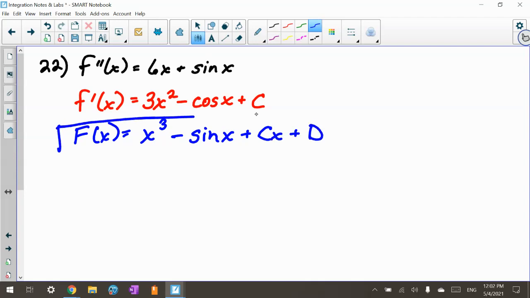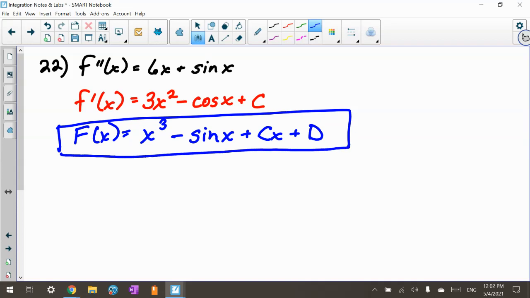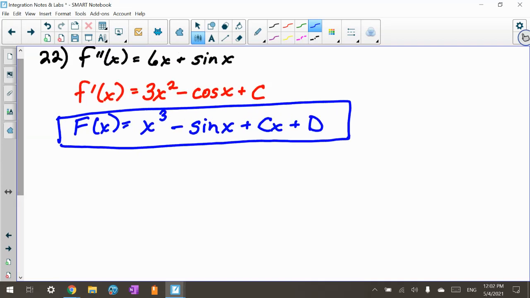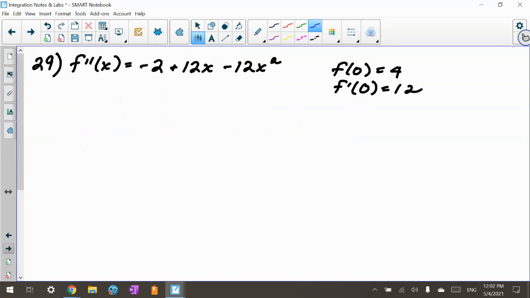And so there is my original function. I just don't have any more information to tell you c and d. Okay? So that's what we did. We did 1 through 22. And now I'm going to do 29. So here's 29. This is the very last one.